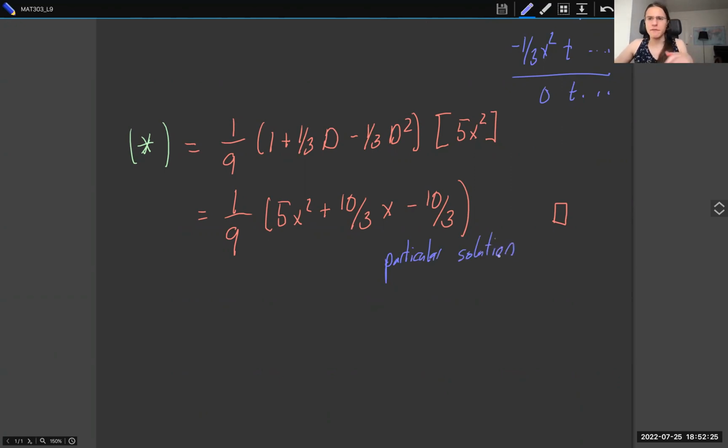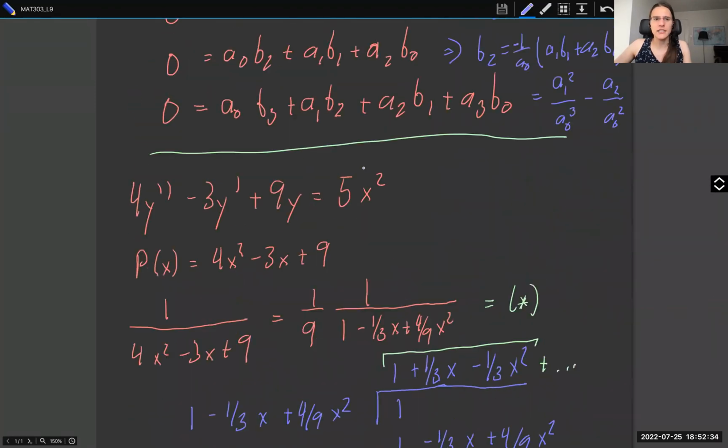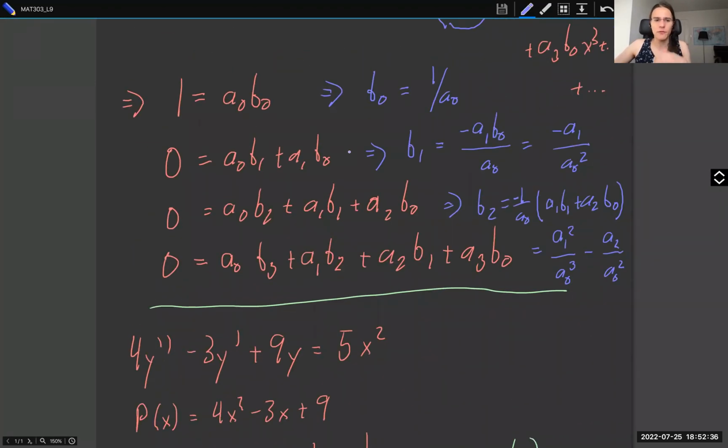And in this course, I've generally been writing down general solutions, but in this section, I'm just going to write down the particular solutions. Because we know how to solve the constant coefficients homogeneous equations.